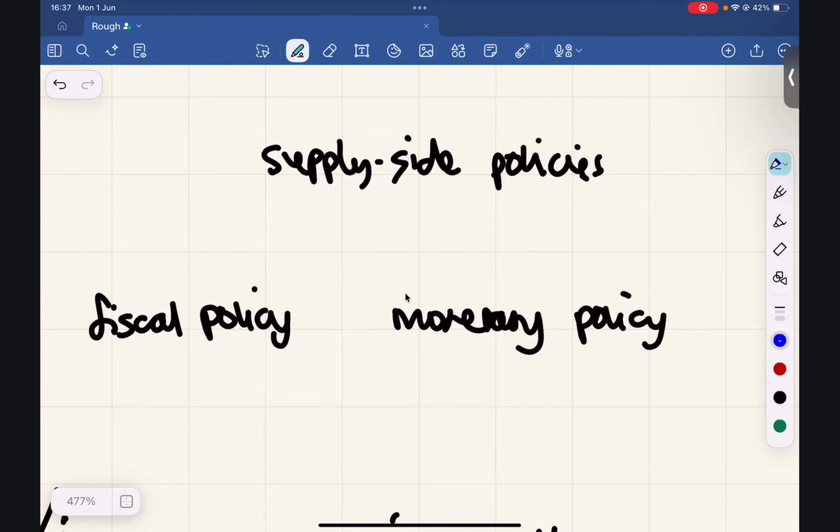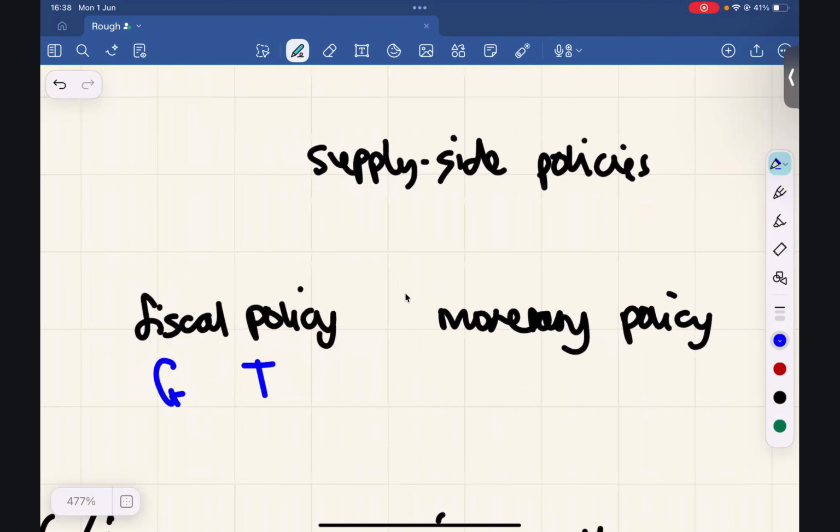So fiscal policy is the use of government spending and taxation to influence aggregate demand in the economy. So fiscal and monetary, both demand side policies, they both affect aggregate demand. So fiscal policy, you can think of gin and tonic. It's the use of government spending and taxation to influence aggregate demand in the economy. Okay. Monetary policy is the use of interest rates to influence aggregate demand in the economy.